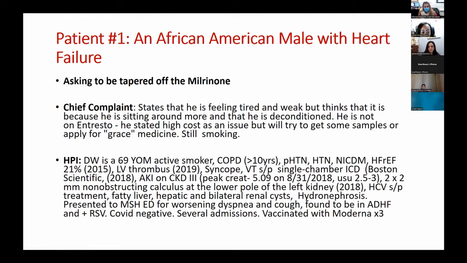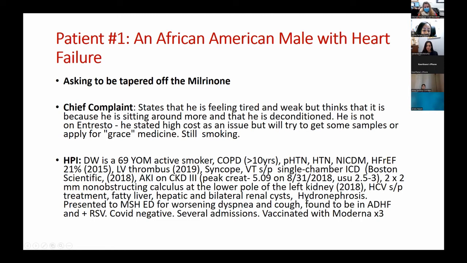He has an ejection fraction that started out at 21%, which was a non-ischemic dilated cardiomyopathy. That means that the cause of his heart failure was not due to coronary artery disease. When I met him, his heart was so big and weak, he had a thrombus in the heart. That was 2019. He also had a syncopal episode. When that was evaluated, it turned out that it was ventricular tachycardia. So with us, he received a single chamber ICD.